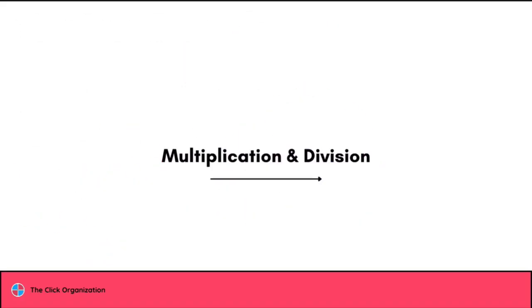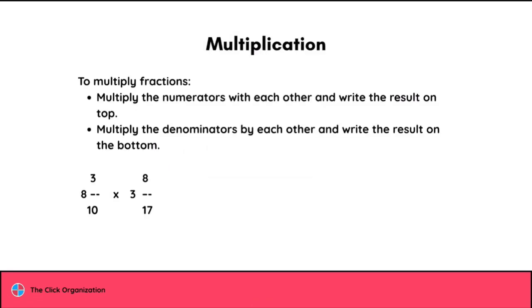Second part, multiplication and division. Now that we've learned addition and subtraction, let's take a look at multiplication and division in fractions. First, multiplication. To multiply fractions, we multiply the numerators with each other and then multiply the denominators by each other and write the results on the top and the bottom, okay? So multiplication is pretty much the simplest operation we can do in fractions.